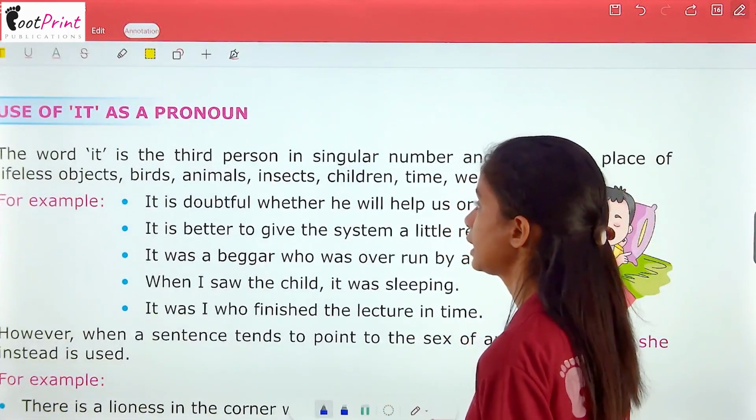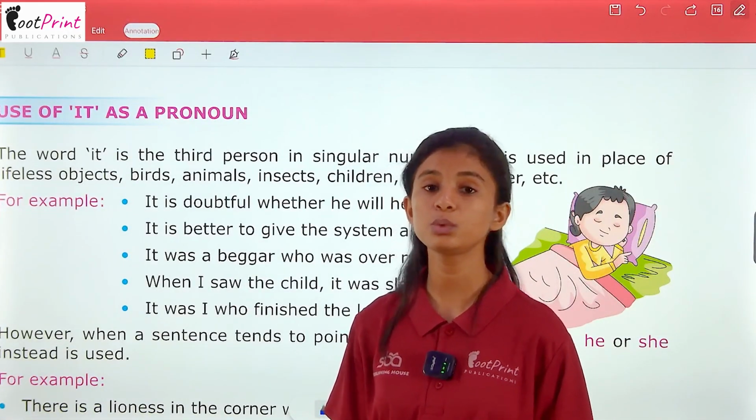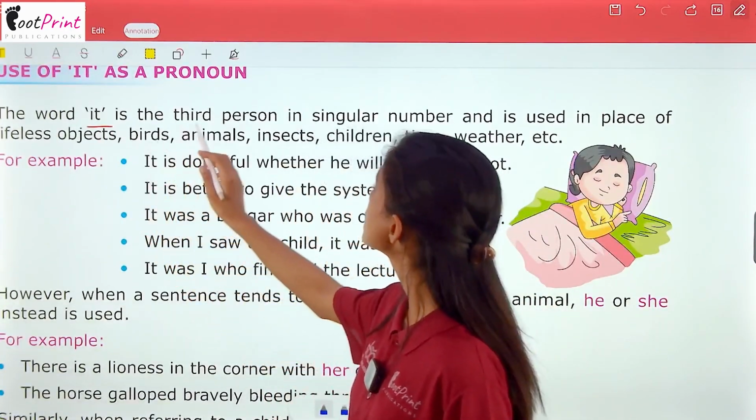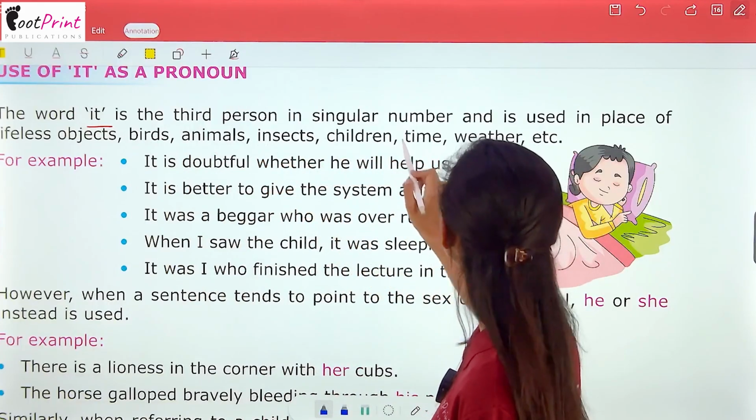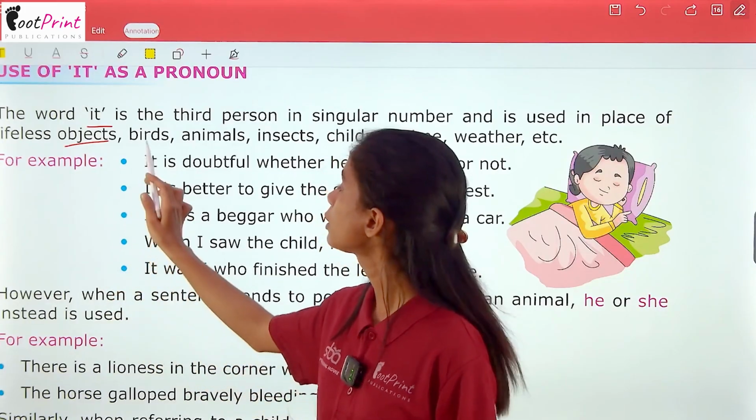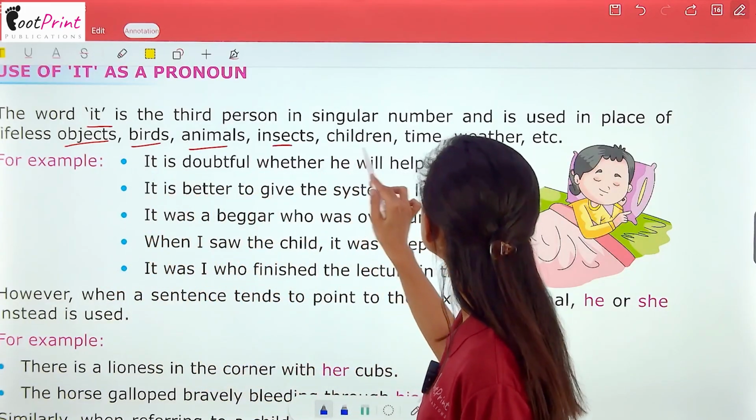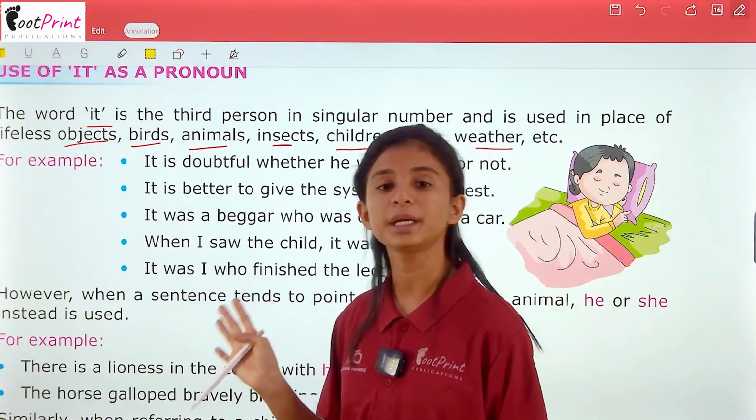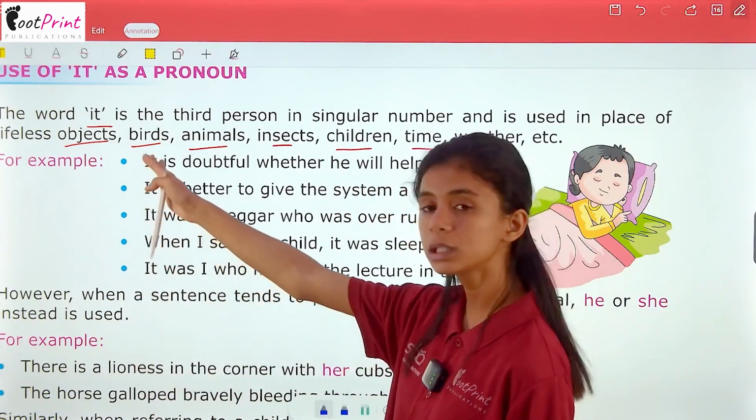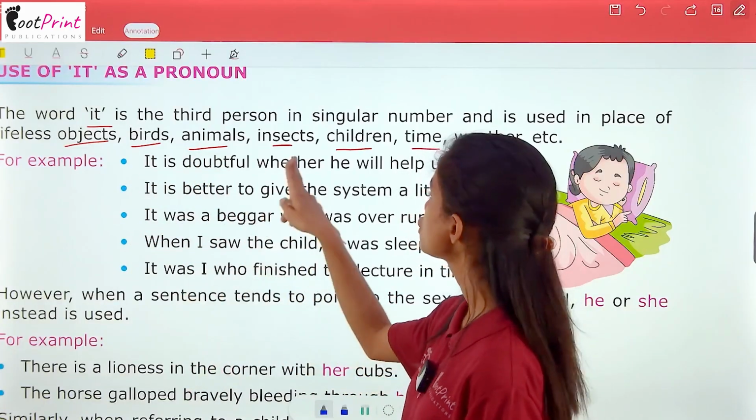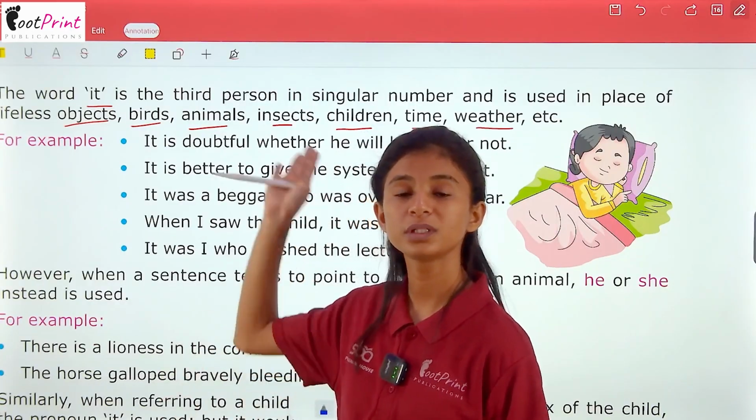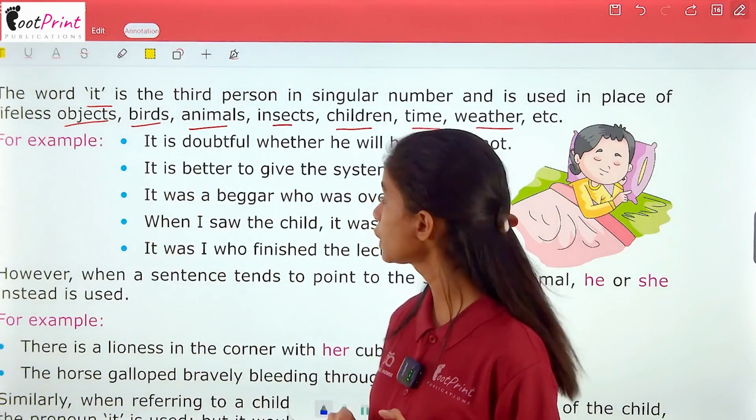Now, use of it as a pronoun. We are going to see the use of it as a pronoun. The word it is the third person in singular number and is used in place of lifeless objects, or birds, animals, insects, children, time, weather, etc. So it is basically used for non-living things, for birds, for animals, for children, for insects, for time and for weather. So for these things we are using it as a pronoun.